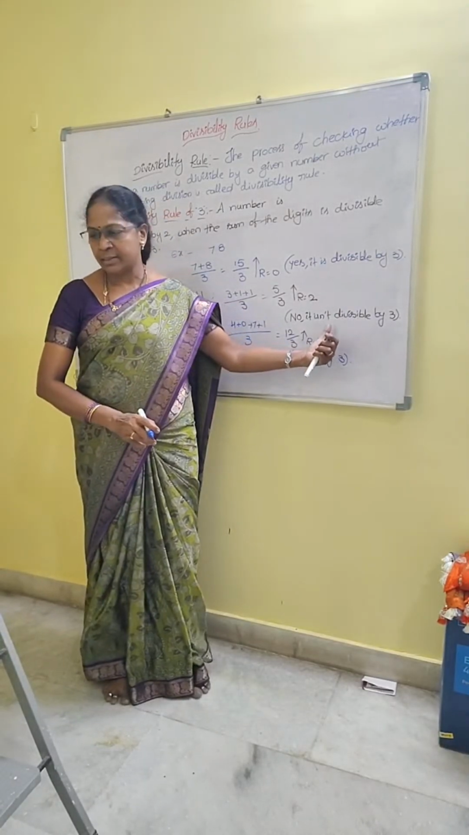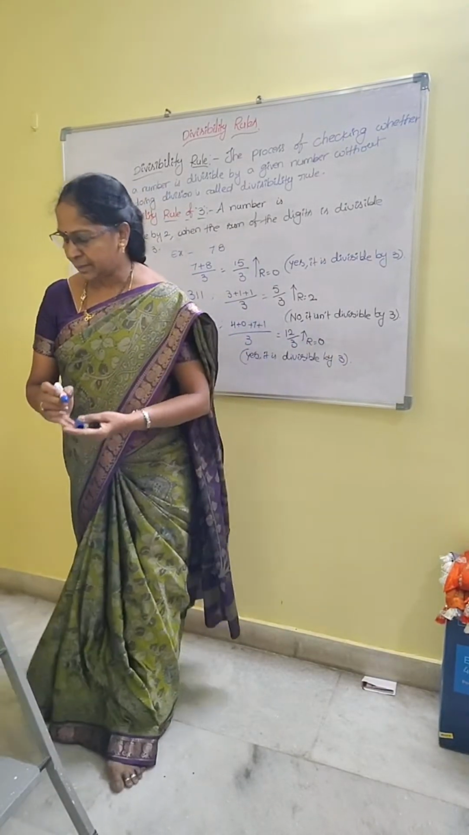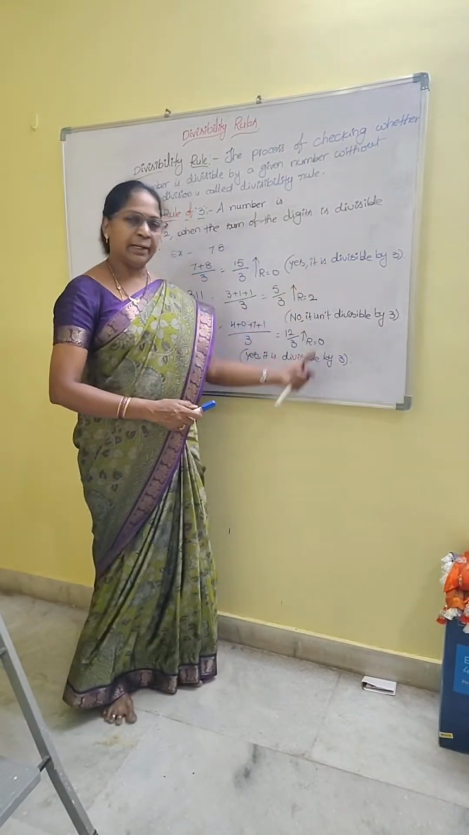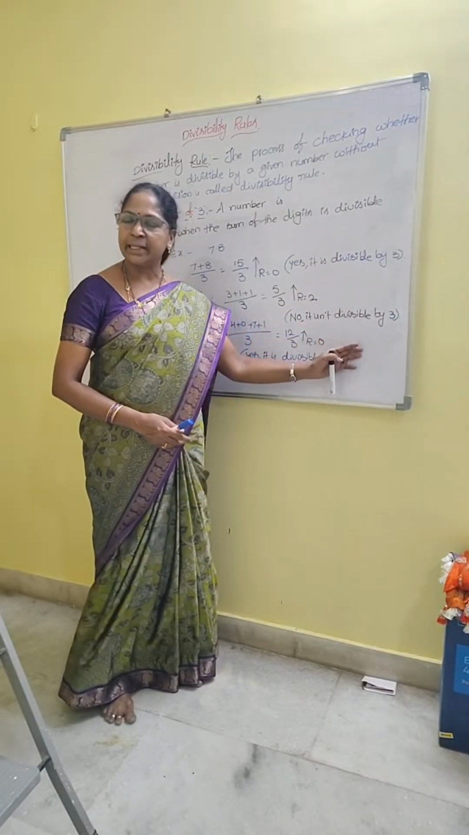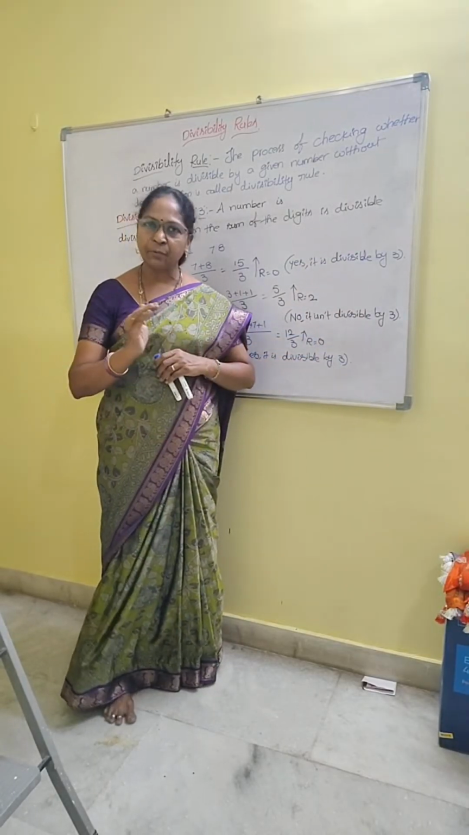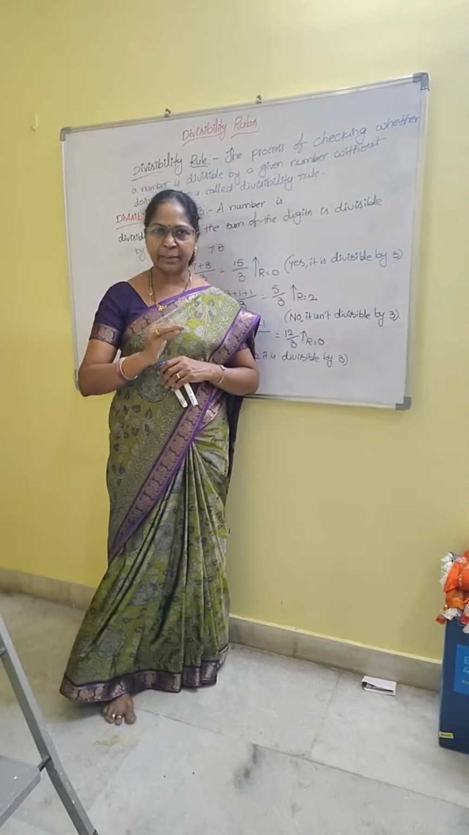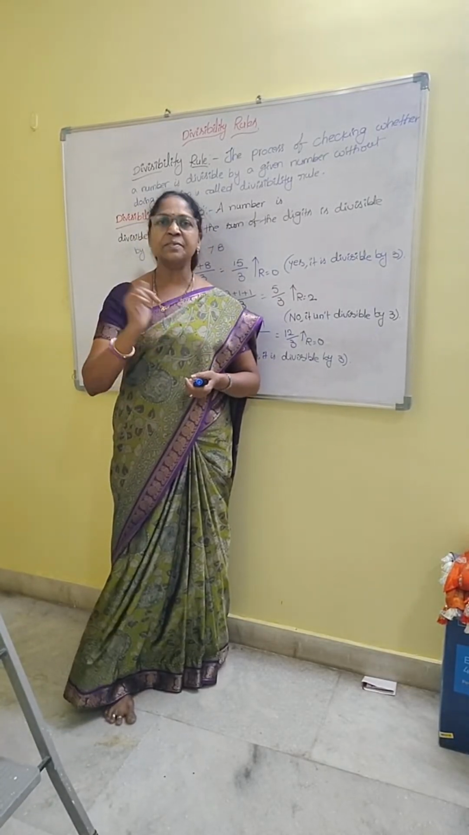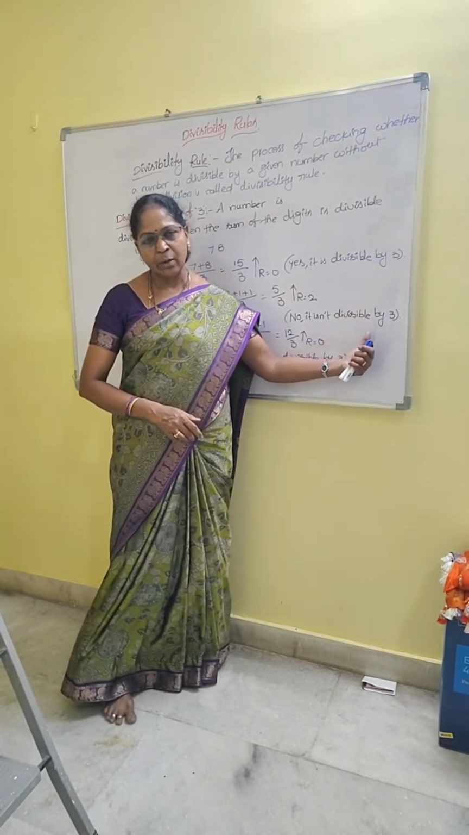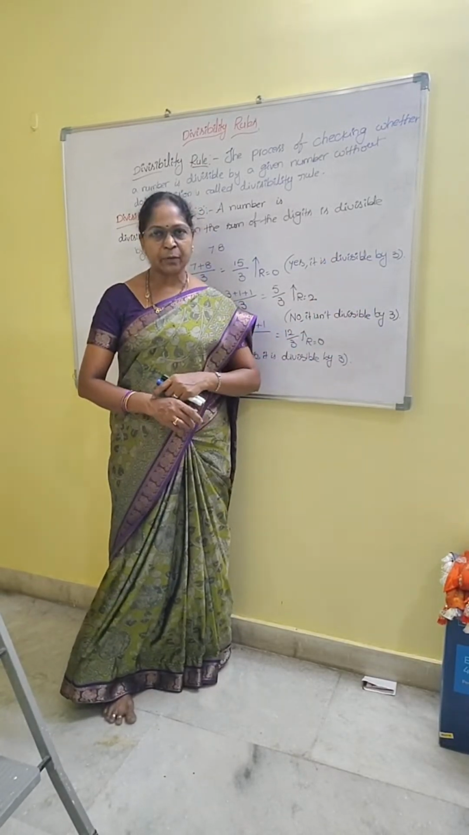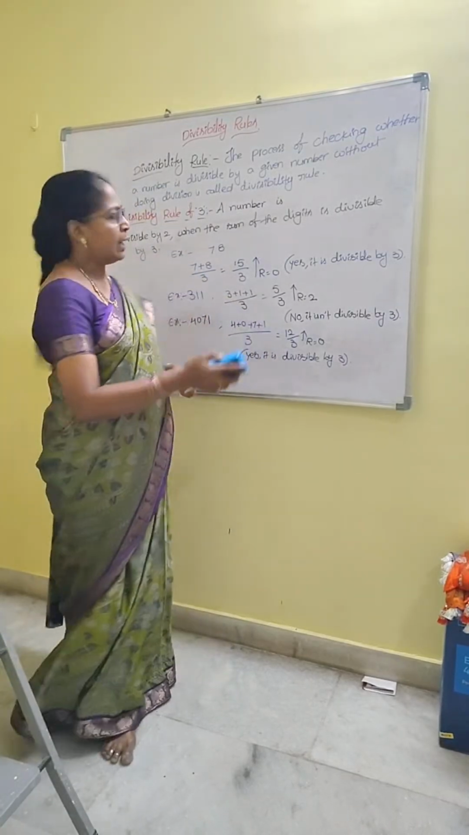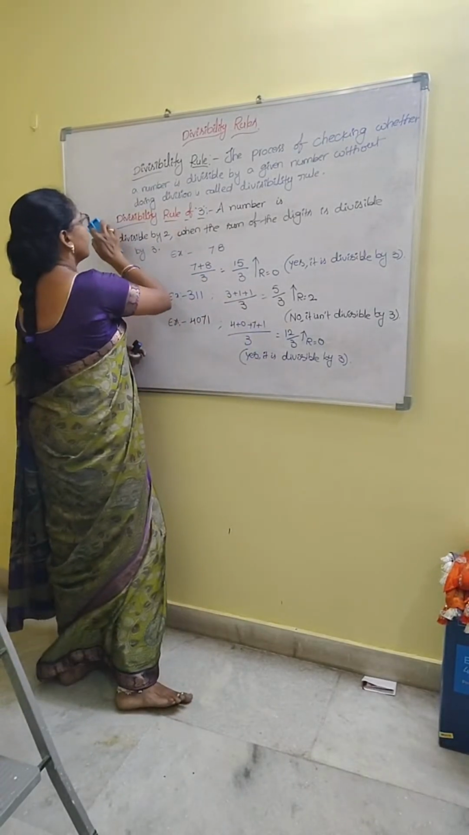Got my point? Yes. 2 and 3, these two will end. That is the divisibility rule of 2 as well as the divisibility rule of 3. Next we are going to learn the divisibility rule of 6. If you have any doubt in those two divisibility rules, then you can ask me in the comment section.